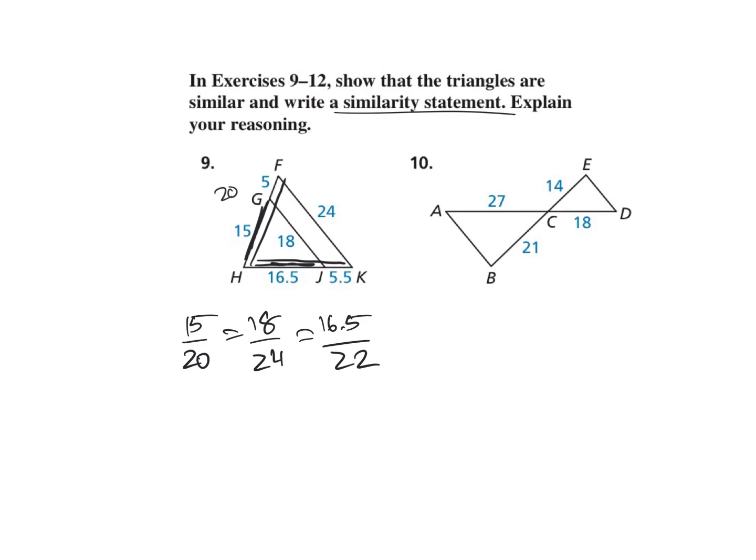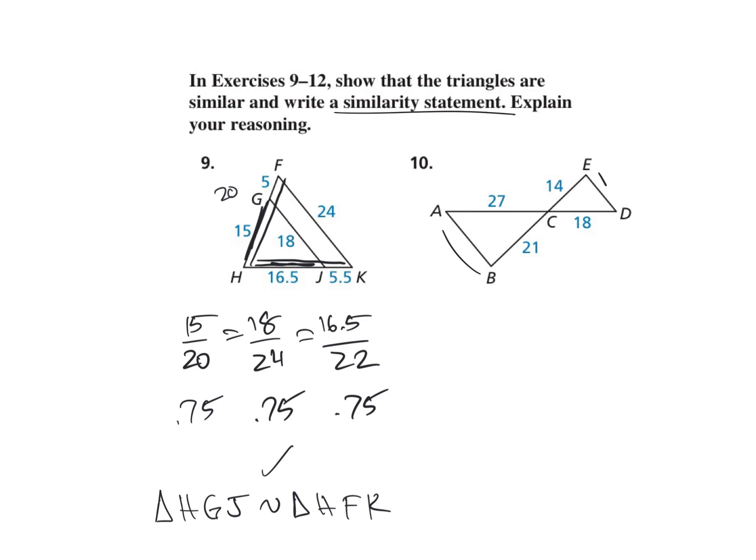Okay, so now we're going to go ahead and take 15 divided by 20, and that gives you 0.75. 18 divided by 24, and that's 0.75. And 16.5 divided by 22, and that's 0.75. So yes, they are. So now let's write the similarity statement. Triangle HGJ is similar to triangle HFK. Now number 10.